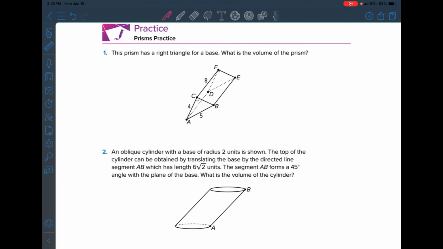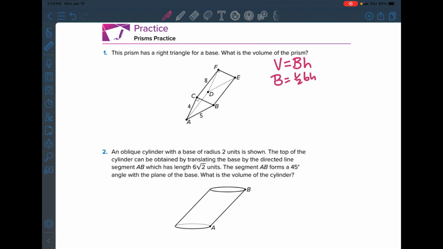Okay, we're moving to the purple pages of lesson 11. So the prism has a right triangle for a base. What is the volume of the prism? So remember, we have volume equals capital B times H, and in this case, capital B is the area of a right triangle or any triangle. So capital B equals 1/2 base times height.